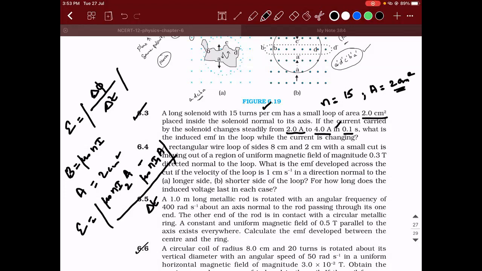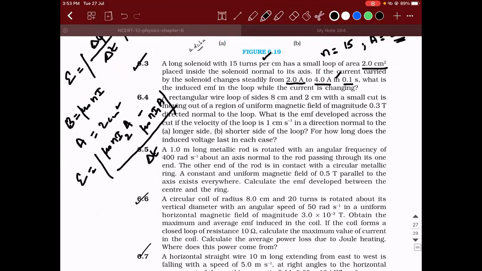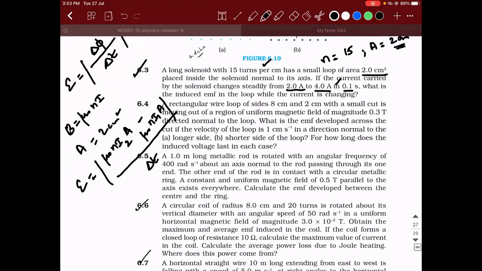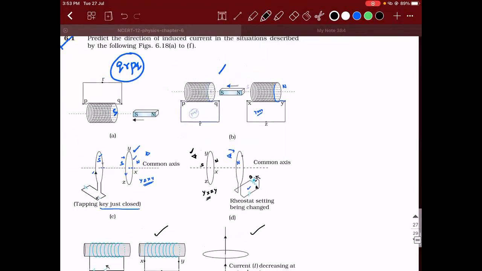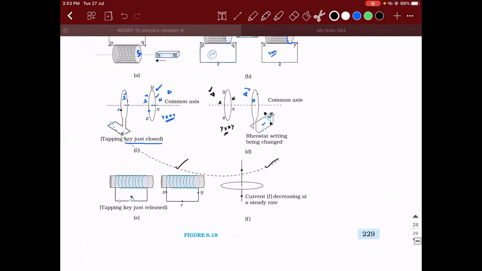Clear, guys? What is the answer? Do it fast and tell me. Okay, that part I'm leaving it to you. You can do it later. Next. Wait, let me erase all these things.